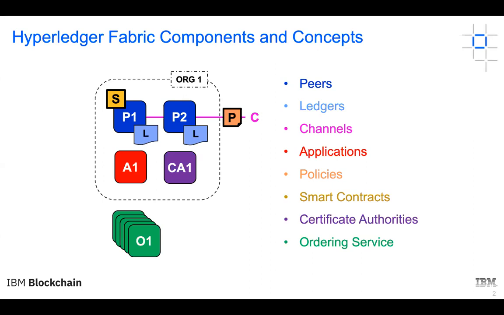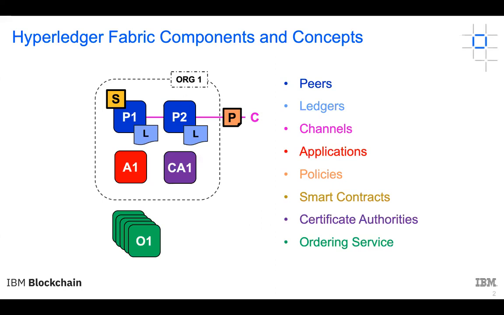Then you see the L that describes the ledger. Each of the peers has a copy of the ledger for what they have access to. C here is a channel, and I'll show you what that means. It provides a way to support privacy, so that you only have access to what you're allowed to see, and not necessarily things that are on the network but not private to you. A is an application, and CA is a certificate authority, because we are a permissioned network, so we always need to prove our identity as we go through this.